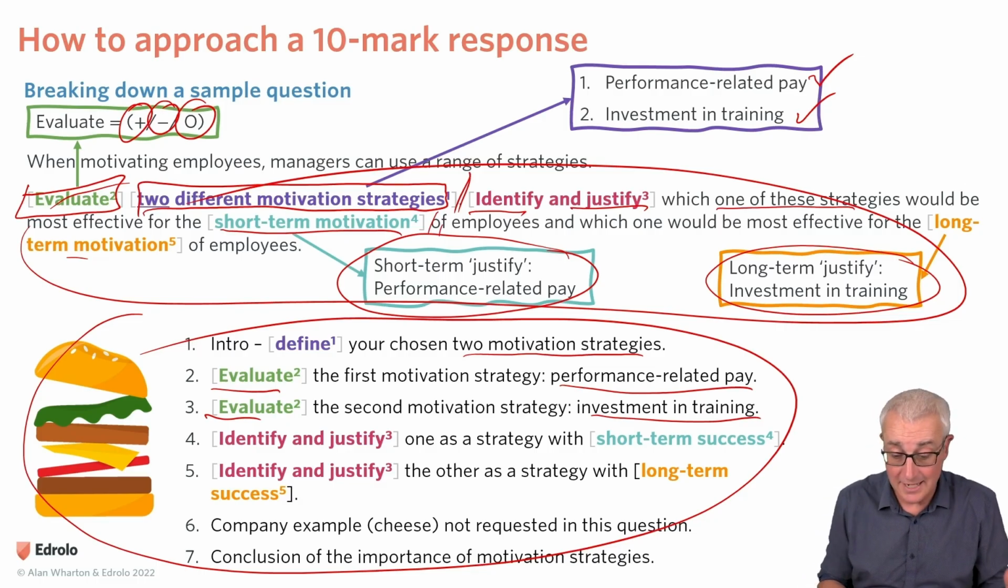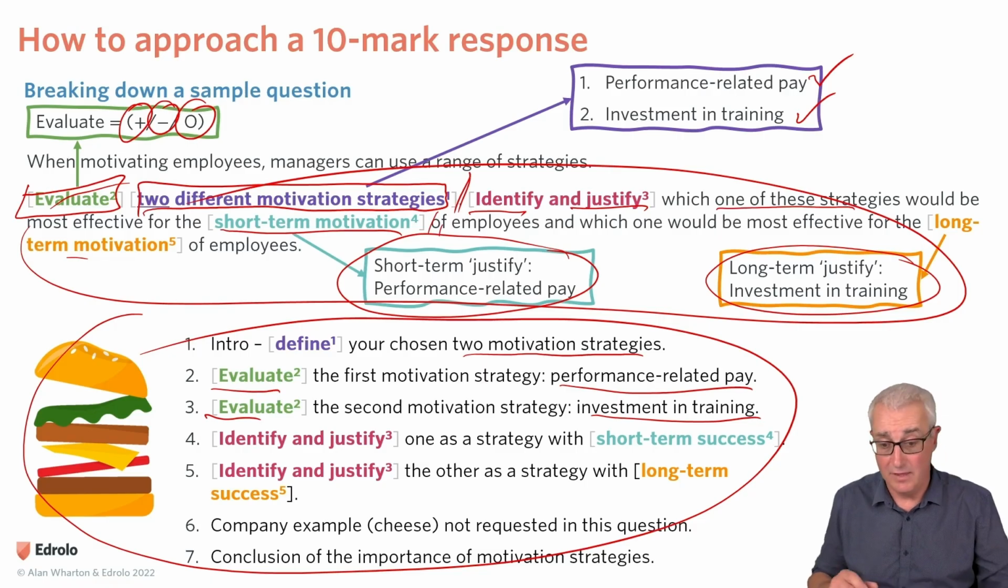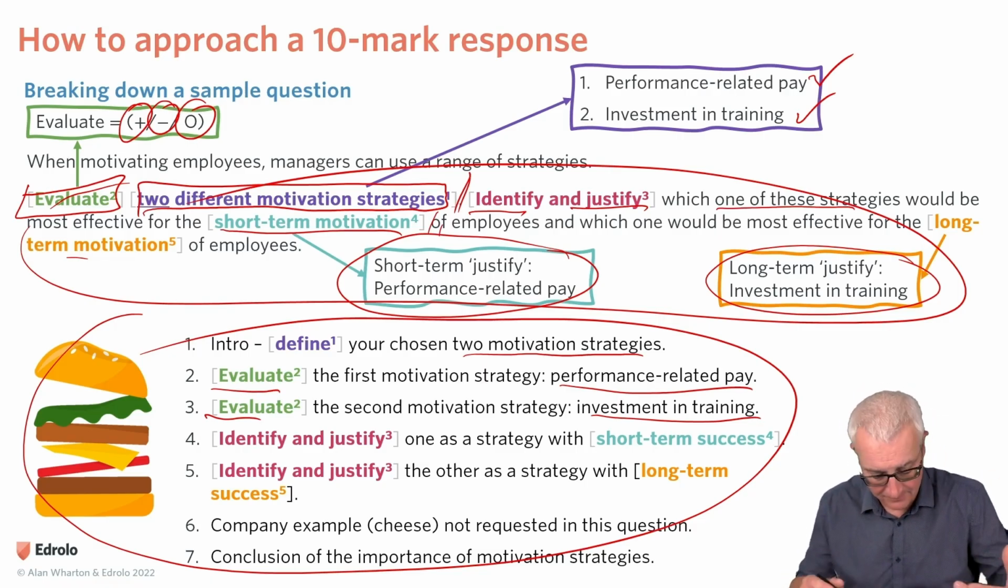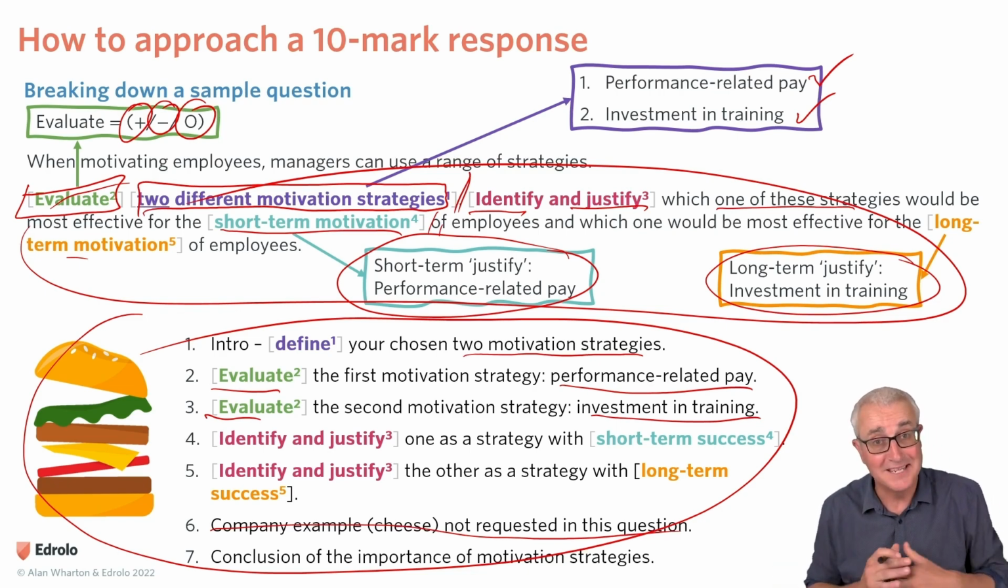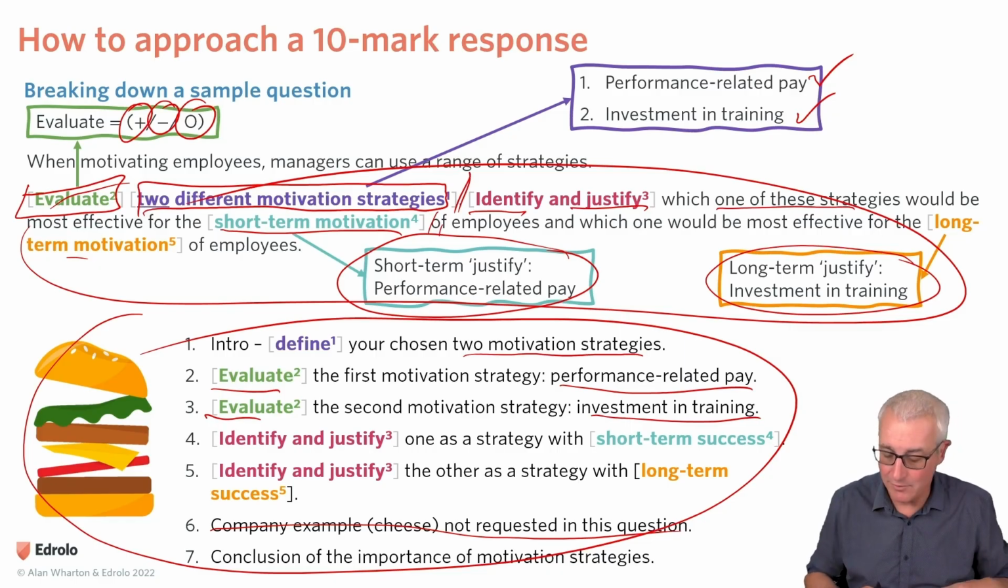Now, in this question here, it didn't ask for a company example. If you had one and you felt comfortable, you could drop it in there. But because it's not requested, you don't have to include it in this one here. So instead, we're going to just have a meat burger in this one here, and we're going to have a conclusion to wrap it all up.